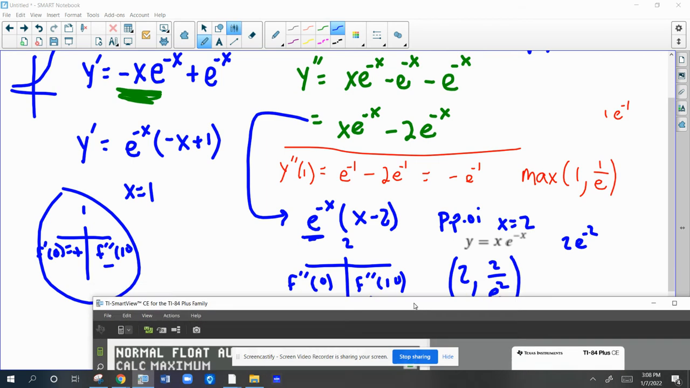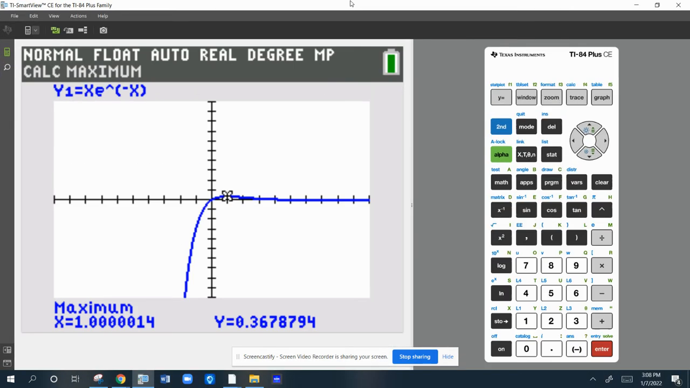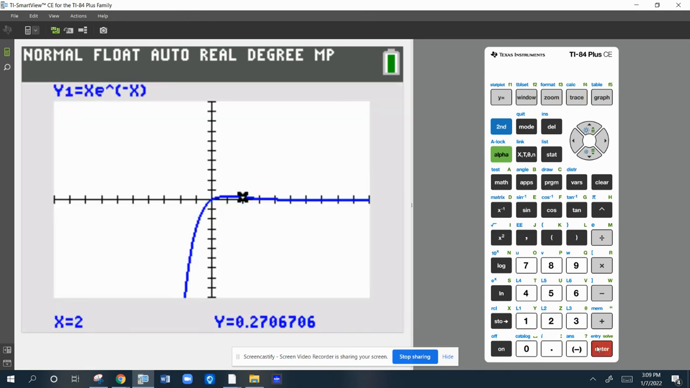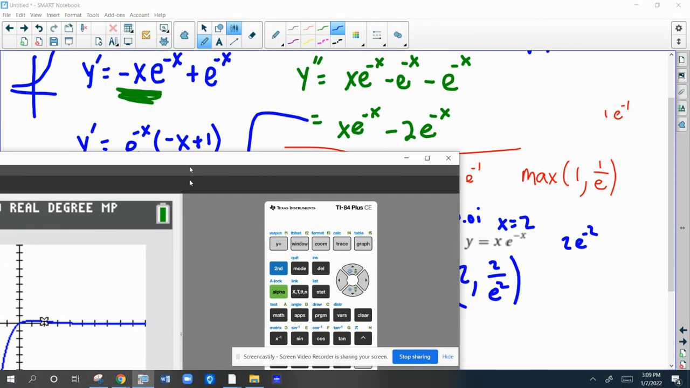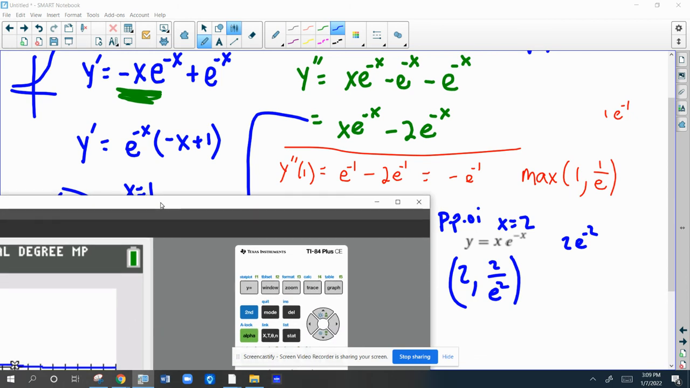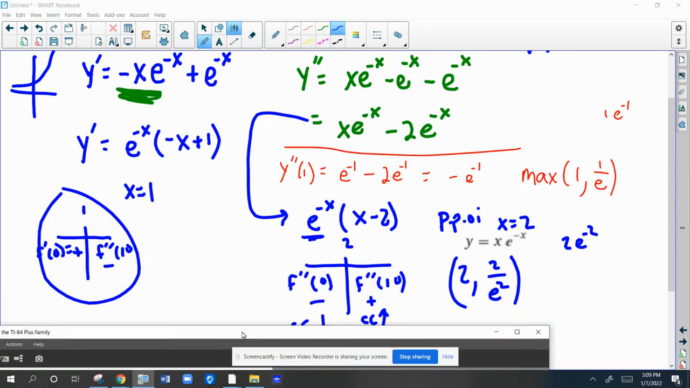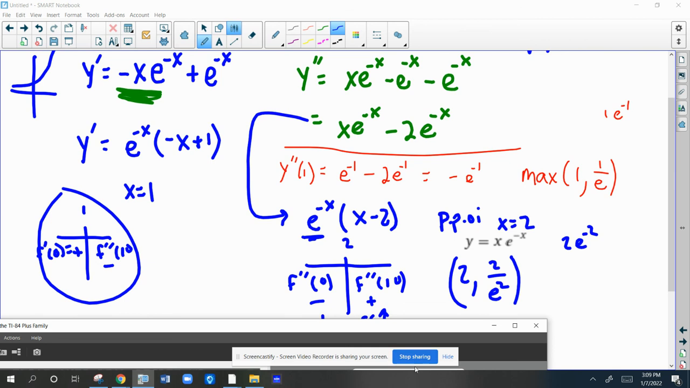It says there's a point of inflection at 2. So let's just look at the value. Second derivative value at 2. So it draws us our little x here. That x looks like it goes from concave down to concave up, which is true. And then it's at 2, 0.27, which is 2 over 9-ish, because e is 2.7, so that also makes sense. So there you go. That's a good application problem. At least I think so.